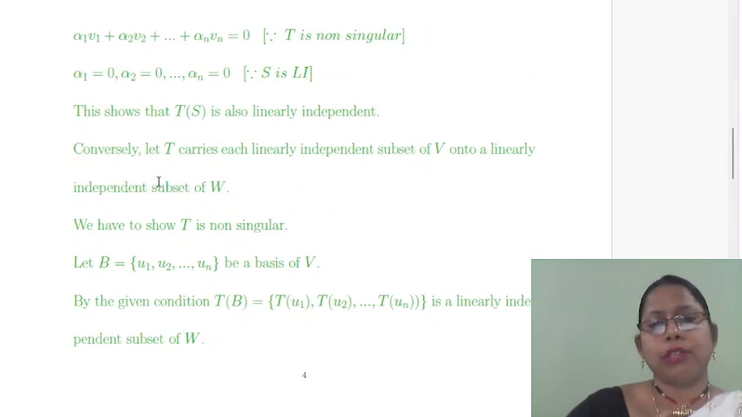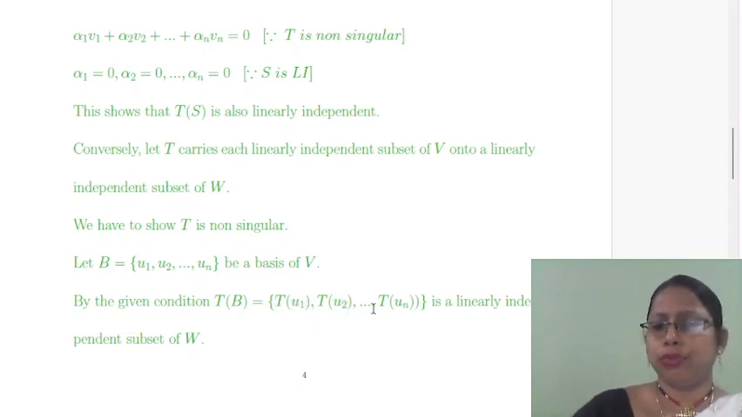Next, conversely, T carries linearly independent subsets of V into linearly independent subsets of W. We have to show that T is non-singular. Let B equal to {u1, u2, ..., un} be a basis of V. By the given condition, T of B equal to {T of u1, T of u2, ..., T of un} is a linearly independent subset of W.